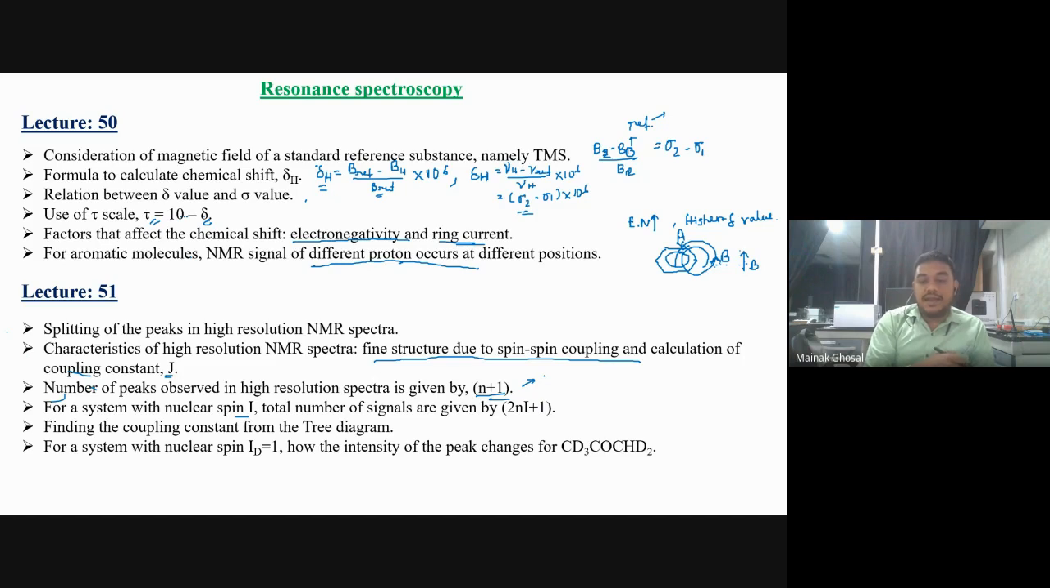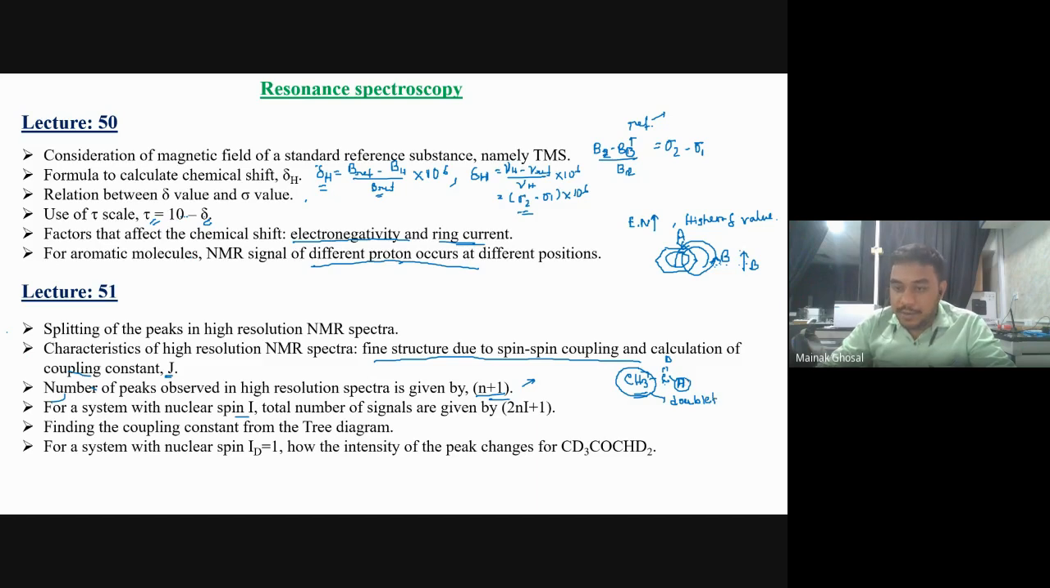So if there are three hydrogens, suppose I am taking the case of aldehyde. How many of these hydrogens are there? Three hydrogens. And here there is only one hydrogen. So this three hydrogen will show 1 plus 1, that is 2 peaks, and in this language we will call it a doublet.